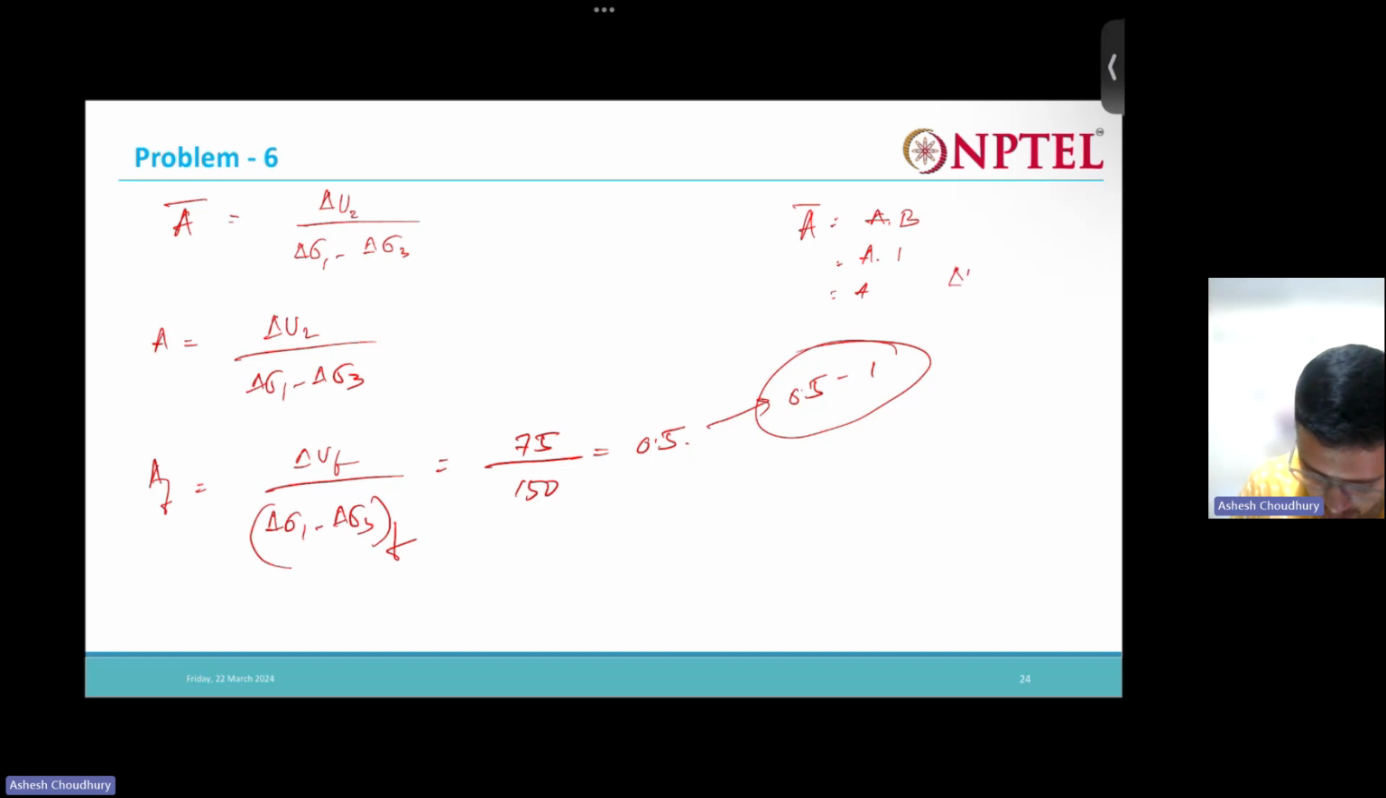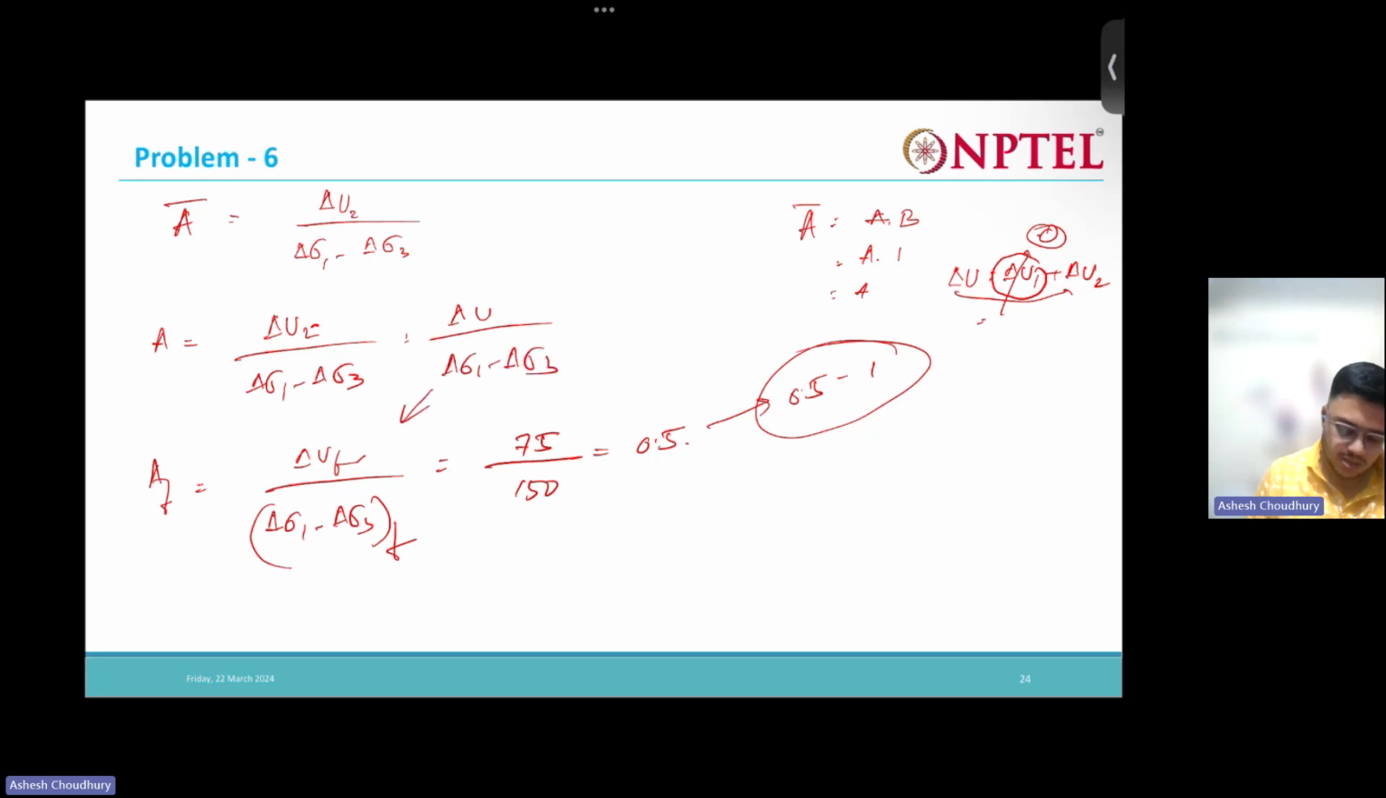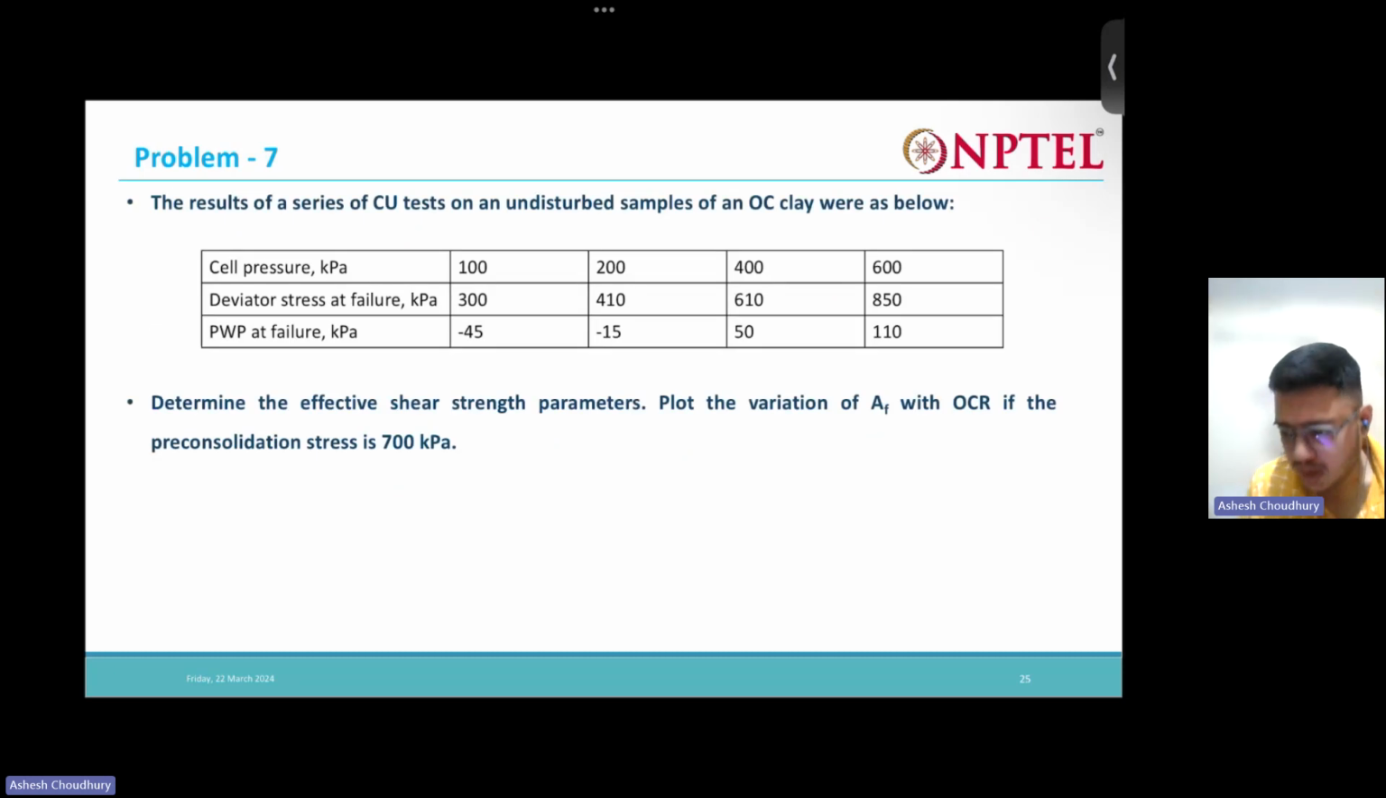So this delta U is nothing but delta U1 plus delta U2. Delta U1 you are considering 0 from the first stage, because in the consolidation stage there is no pore water pressure that is going to get developed. So that is 0. That's why you are replacing delta U2 directly by delta U. Delta UF is nothing but delta U by delta sigma 1 minus delta sigma 3, that you can write like this at failure. That's all. Very simple.